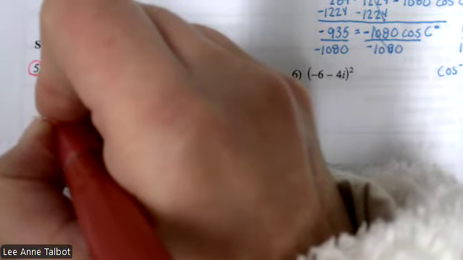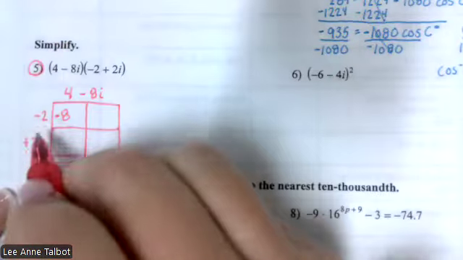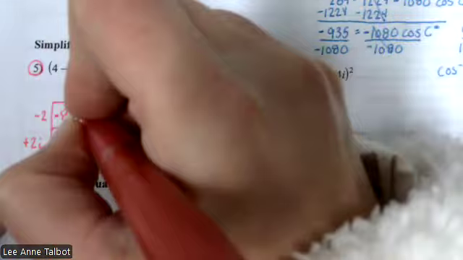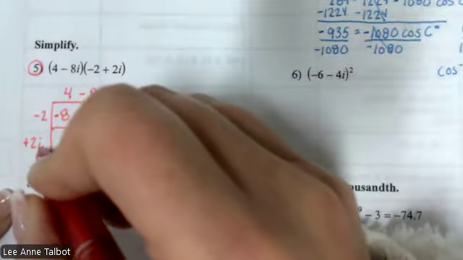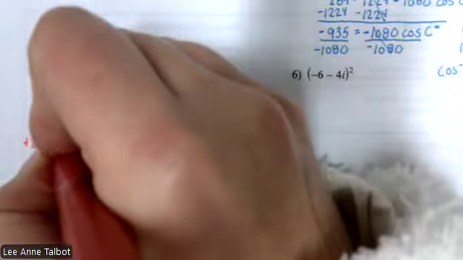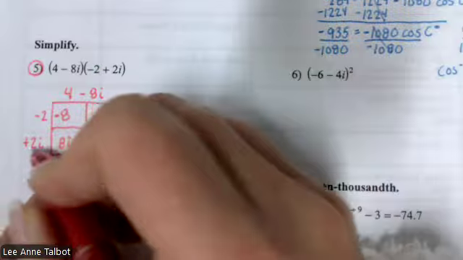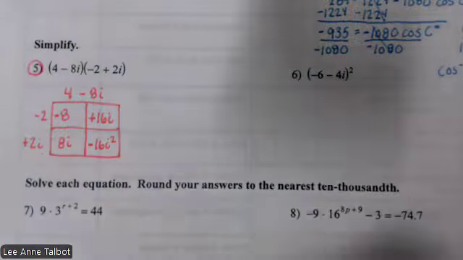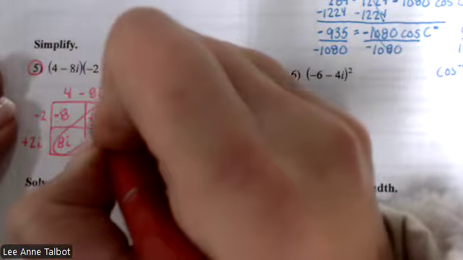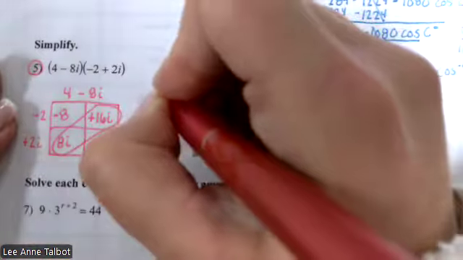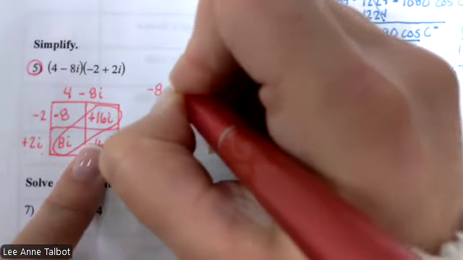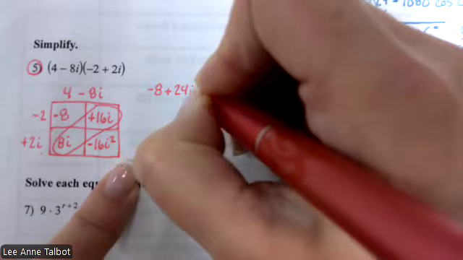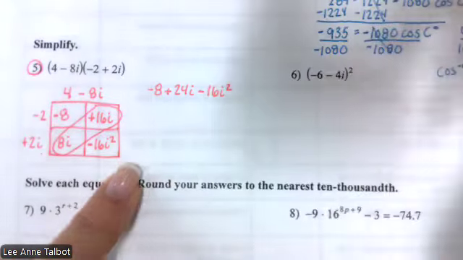4 times negative 2 is negative 8. Negative 2 times negative 8i is positive 16i. Positive 2i times 4 is 8i. And positive 2i times negative 8i is negative 16i squared. Then I'm going to combine like terms. Negative 8 plus 24i minus 16i squared.